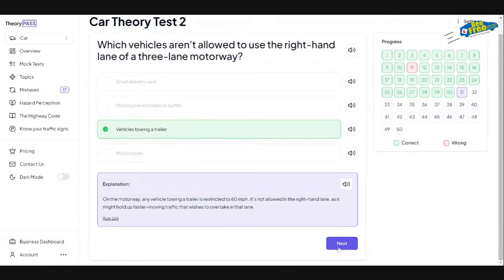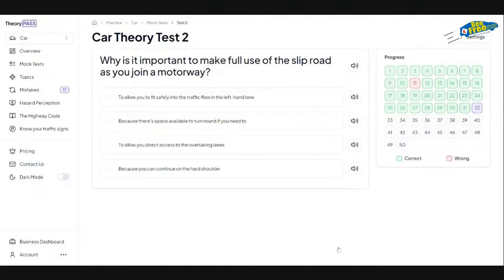Let's move on to question 32. We're getting there. Why is it important to make full use of the slip road as you join a motorway? To allow you to fit safely into the traffic flow in the left-hand lane. Because there's space available to turn round if you need to. To allow you direct access to the overtaking lanes. Because you can continue on the hard shoulder. Right. So, why is it important to make full use of the slip road?